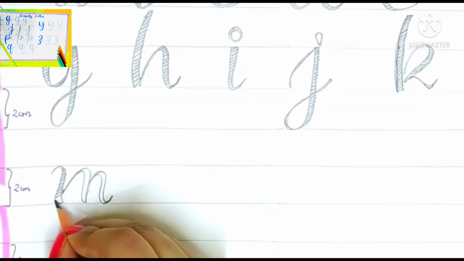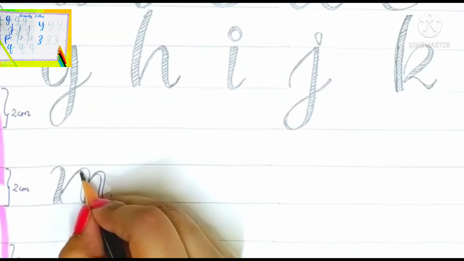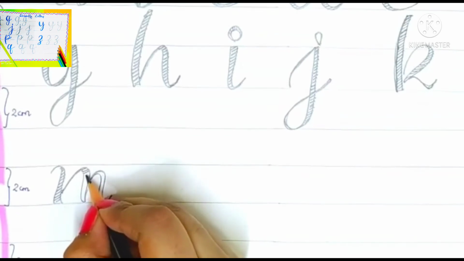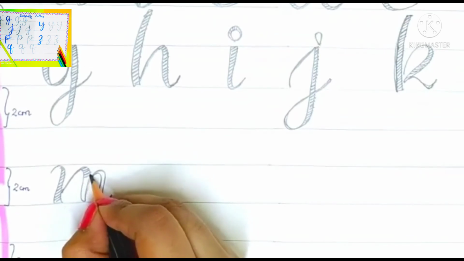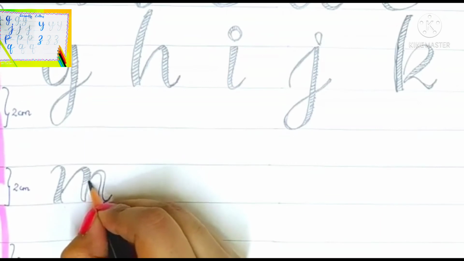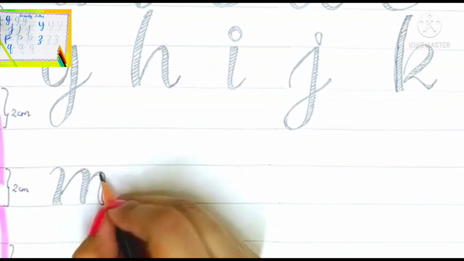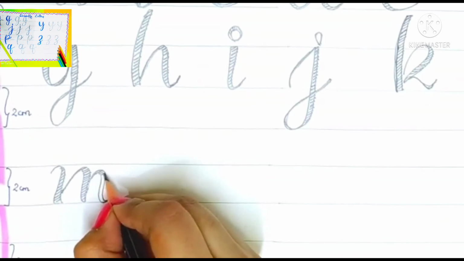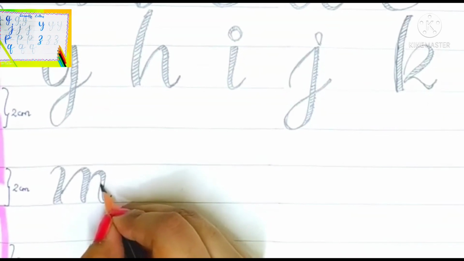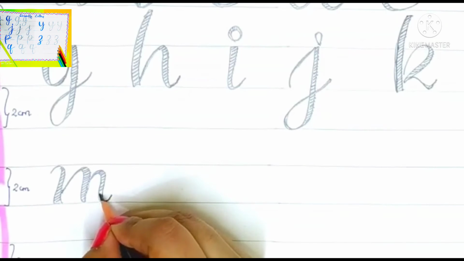Slowly and slowly. We don't have any hurry. आपको कोई जल्दबाजी नहीं करनी है. So it's like that. Your M is complete. Just fill off the strokes.